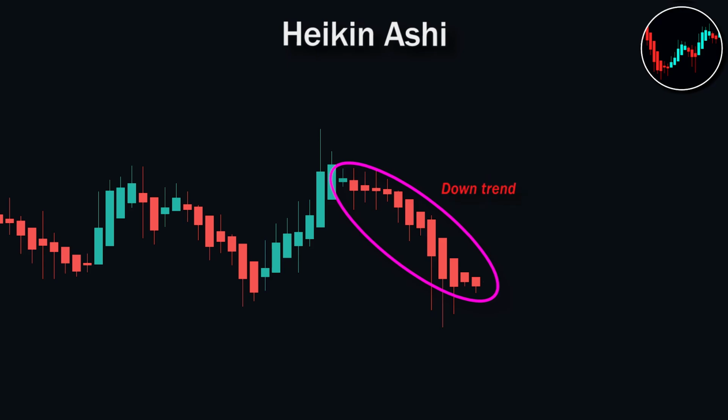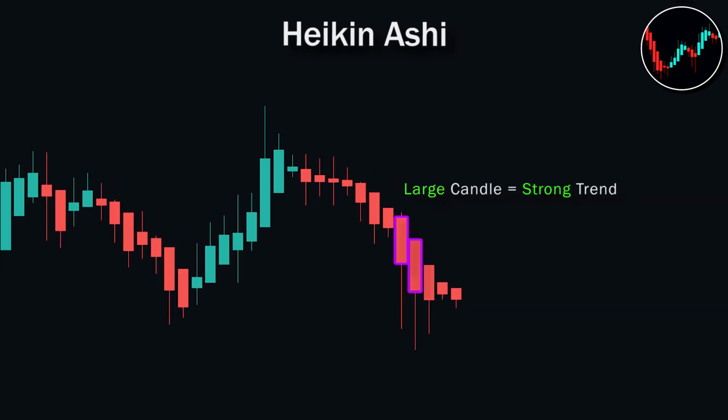The size of the candle's body also indicates how strong a trend is. The larger the candle, the stronger the trend. Keep in mind that the Heikin Ashi only acts as an indicator.